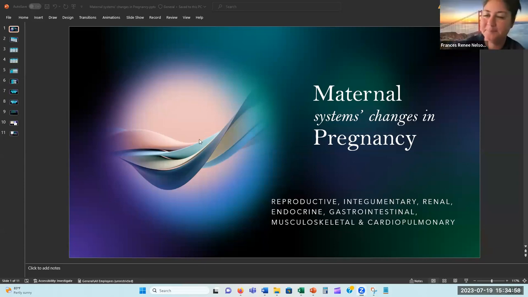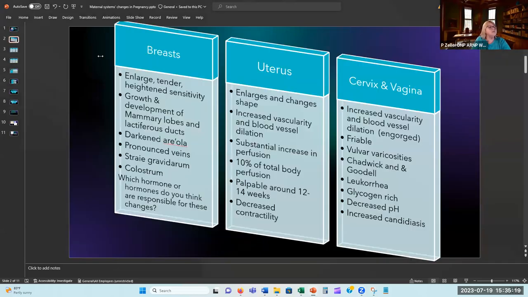Yes. All right. So we're going to look at each system briefly. So what do I mean by a system? The respiratory system, the cardiac system, integumentary system, and all these things, like I said, change so that we can support a growing pregnancy. And most of the changes are caused by hormones, okay, progesterone, estrogen, the human chorionic gonadotropin, HCG. All of these help change the uterus and the breast to prepare for a baby, okay?